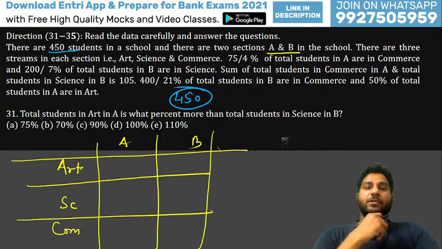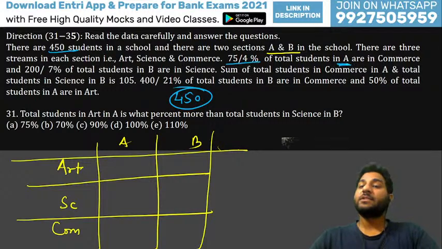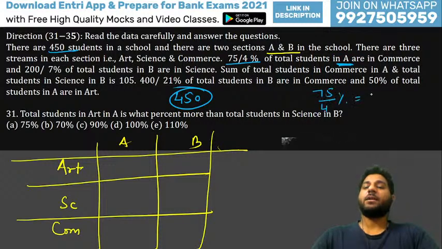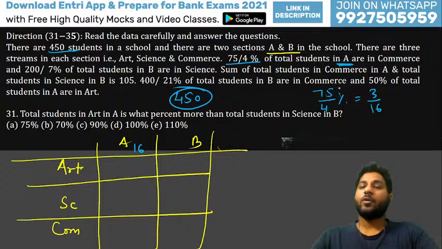Okay, so let's start this question. There are three streams in each section. Arts, 75 by 4% of total students in A. That means 75 by 4% will become what? 3 by 16. So out of 16 ratio, 75 by 4%, that is 3 ratio will be in commerce.